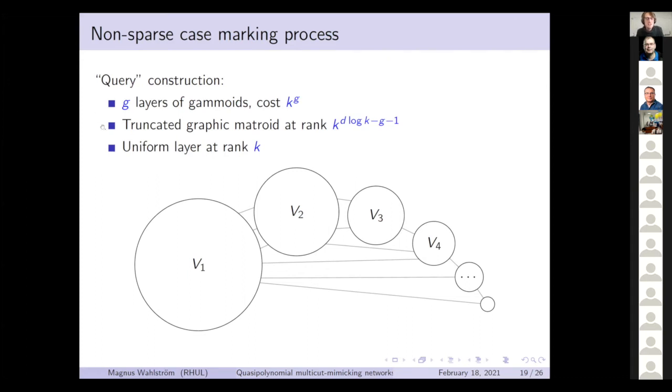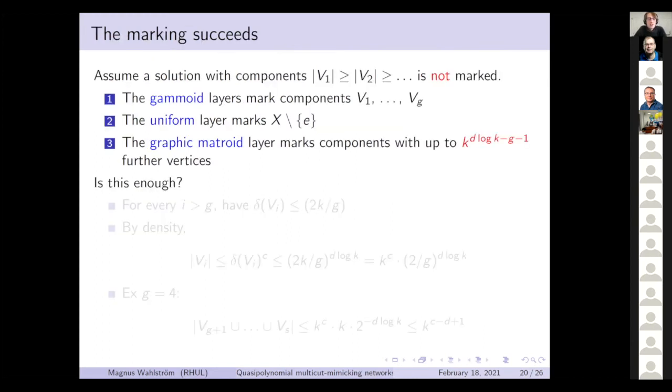So the idea is that you have G large layers, and you need a guarantee that the number of vertices in the tail is at most k to the d log k minus g minus 1. And that gives you k to the d log k edges in total, and then you can run the whole scheme again. And with the recursive density guarantee, this is actually quite easy.